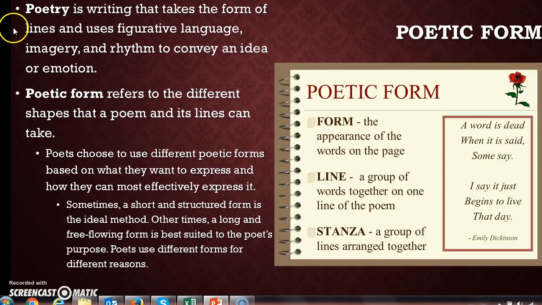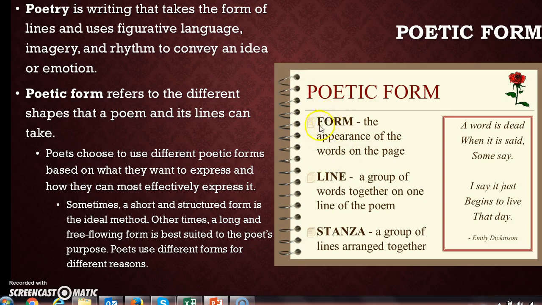Poetry is writing that takes the form of lines and uses figurative language, imagery, and rhythm to convey an idea or emotion. Poetic form refers to the different shapes that a poem and its lines can take. Poets will choose to use different poetic forms based on what they want to express and how they can most effectively express that. For example, sometimes a short and structured form is the ideal method, whereas other times a long and free-flowing form is better suited to the poet's purpose. So poets use different forms for different reasons.